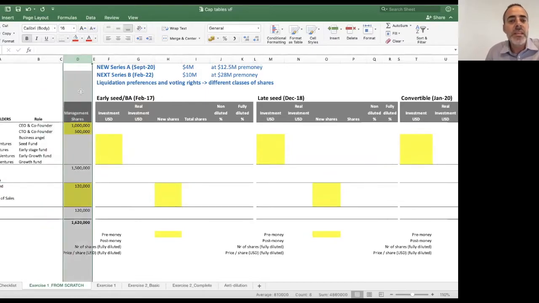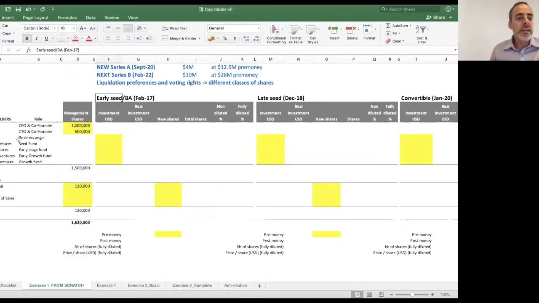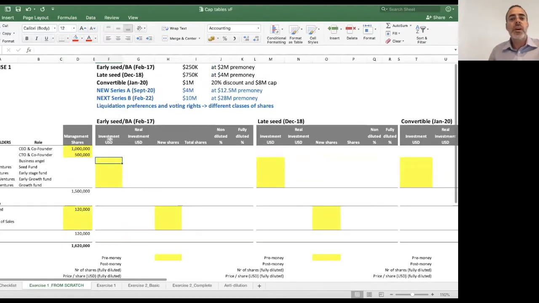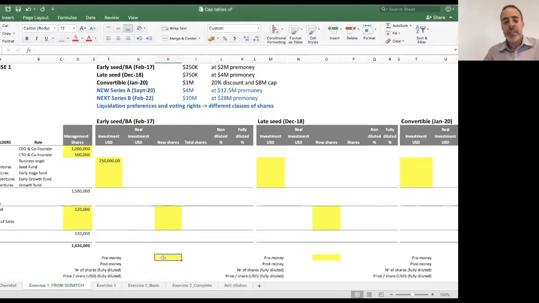And this is, let's say, August 2016, okay? Now, February 17, Alpha Ventures gives you 250K, right? At, we said, 2 million valuation, okay? I mean, you can change the data, obviously.